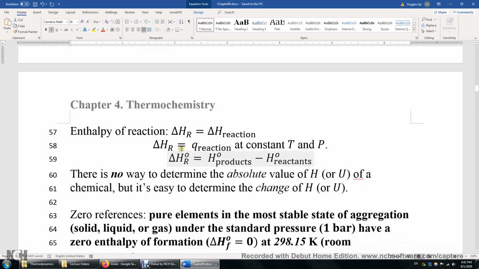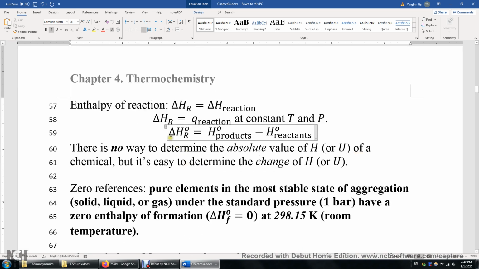Similarly, the enthalpy of the reaction is delta H of R. And the heat of reaction at constant temperature and pressure condition is delta H. The change of the enthalpy of the reaction system is simply the enthalpy of the products minus the enthalpy of the reactants. Unfortunately, there's no way to determine the absolute value of enthalpy or internal energy of a chemical. So there's no way to know exactly what's the value of each product or reactant.